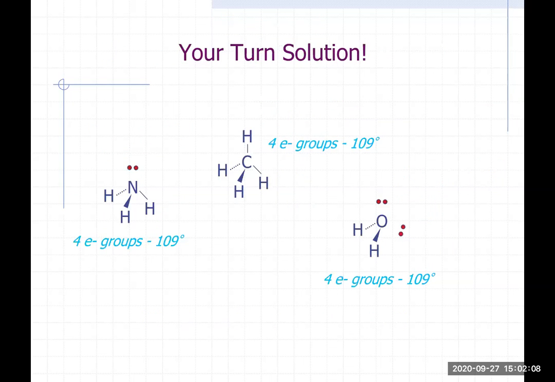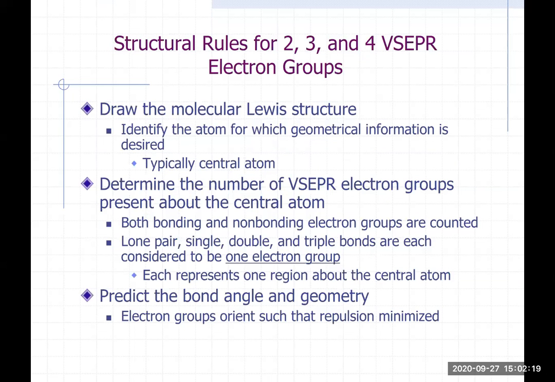Here is the solution for the previous slide. Again, it doesn't have the electron geometry, but I would expect you should know that since we've covered it already on a previous slide. So let's talk about the structural rules for 2, 3, and 4 VSEPR electron groups, and we're not going to go beyond 2, 3, and 4 VSEPR electron groups in Chem 100. That will come later in majors chemistry.